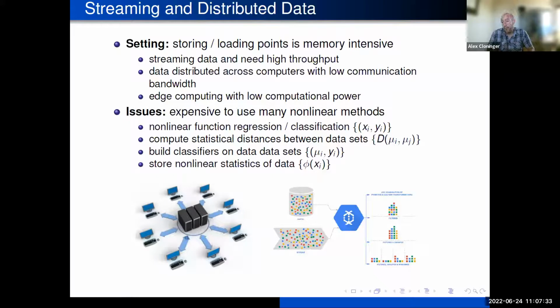The problem in this setting is that most nonlinear methods that one would want to use are actually quite difficult. For nonlinear classification or function regression, you have to build some huge kernel matrix. That's going to be expensive and doesn't work in a streaming fashion. If you want to build statistical distances, that means you have to load bunches of data points onto a central server. So this is a regime where I'm interested in trying to build some interesting algorithms.